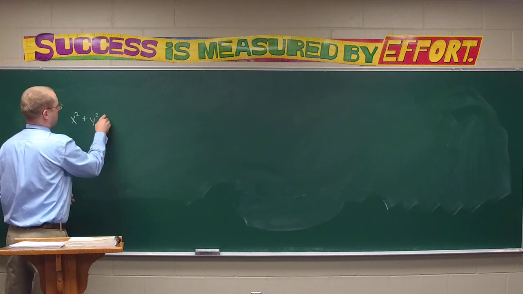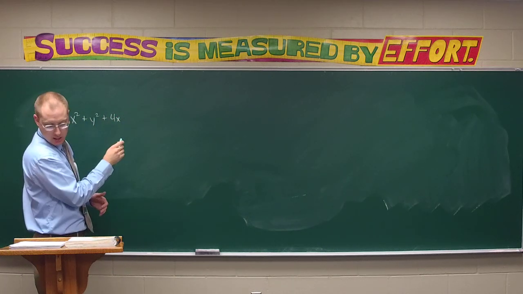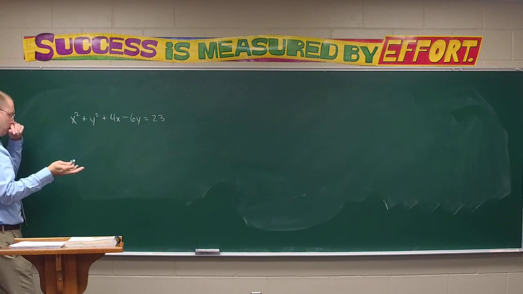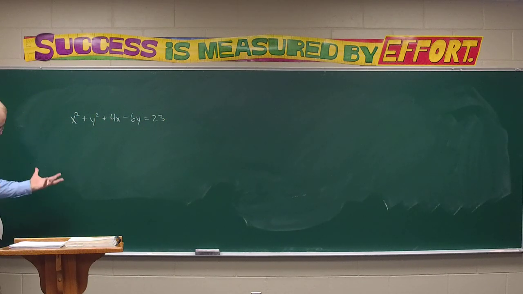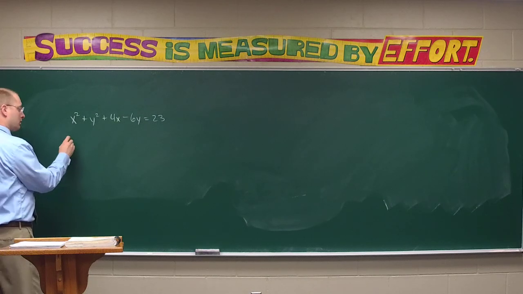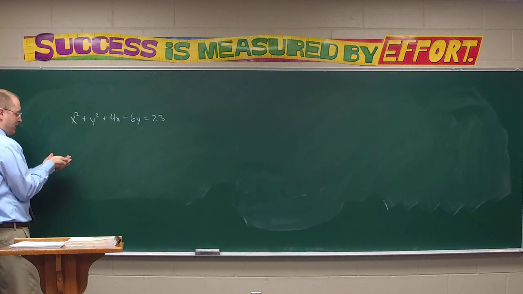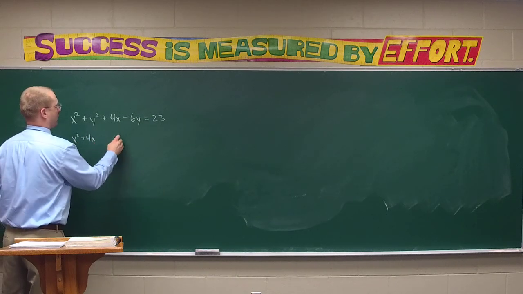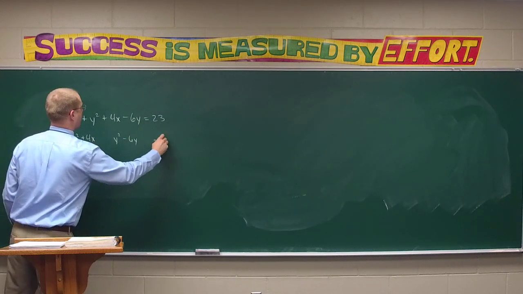x squared plus y squared plus 4x minus 6y equals 23. Let's figure out their center. Well, first of all, class, we group the x's and y's. Good, x's and y's grouped. x squared plus 4x, y squared minus 6y, and of course the constant was already kicked out.